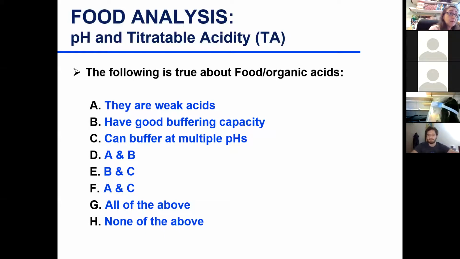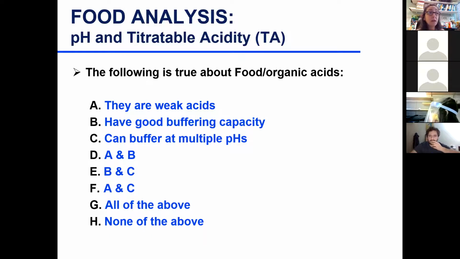So organic acids are weak acids. That's what makes them have good buffering capacity. They're able to give their protons and they're able to pick up protons. So basically, depending on changes in pH, if the pH is reduced, they will pick up a proton. If the pH is increased, they will offer up a proton. That's what makes them good buffers.